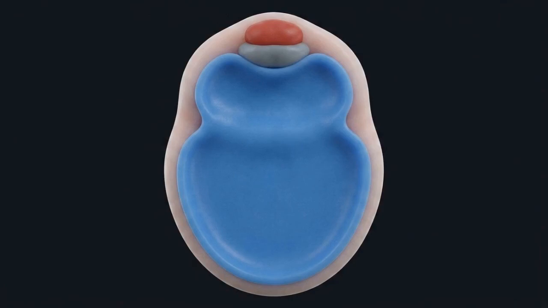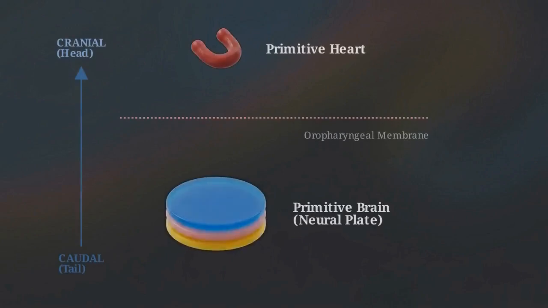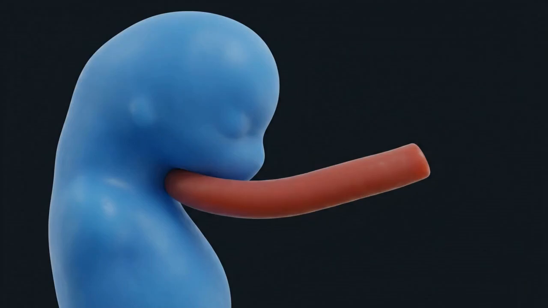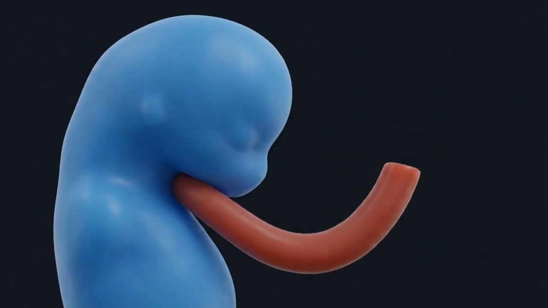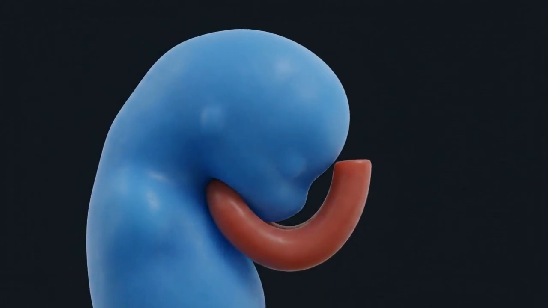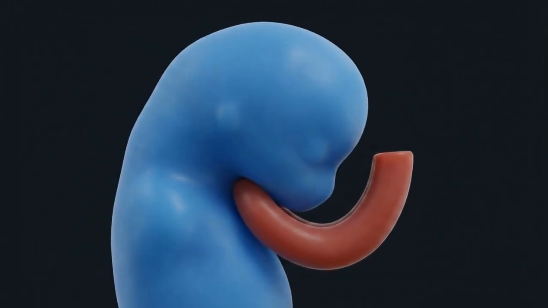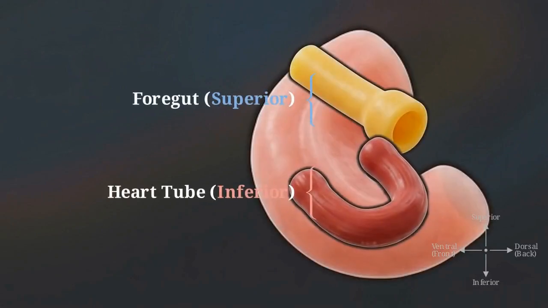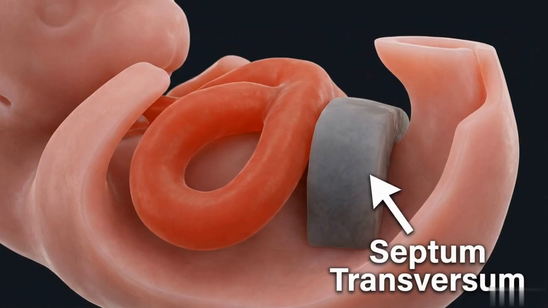To understand the resulting shift, we have to look at the pre-folding positions of the cardiogenic area and the septum transversum. Initially, the primitive heart begins its development completely outside and above the primitive brain. As the brain folds forward, the red heart tube and surrounding mesoderm rotate 180 degrees, swinging backwards beneath the folding head. This establishes the definitive location of the heart tube on the ventral surface of the embryo, inferior to the foregut. The septum transversum is simultaneously relocated to a position just caudal to the heart.